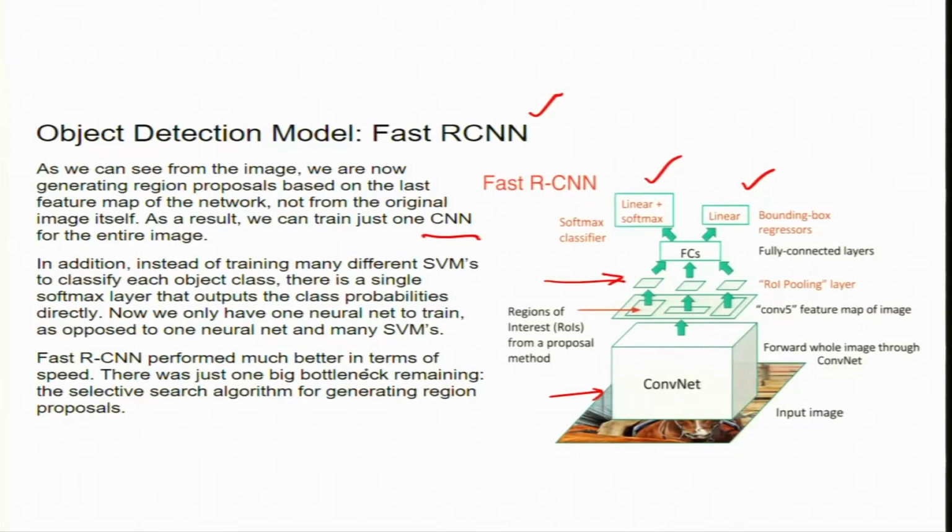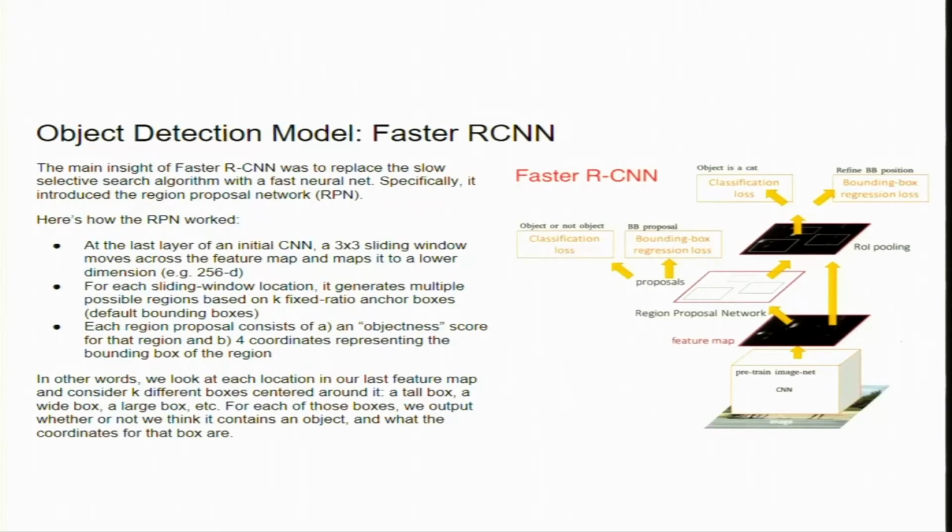Fast RCNN performs much better in terms of speed, but there was one bottleneck remaining: the selective search algorithm for generating the region proposals was not efficient, and therefore, this led to Faster RCNN. Faster RCNN replaces the slow selective search algorithm with a fast neural network. So, it introduced the region proposal network, RPN.